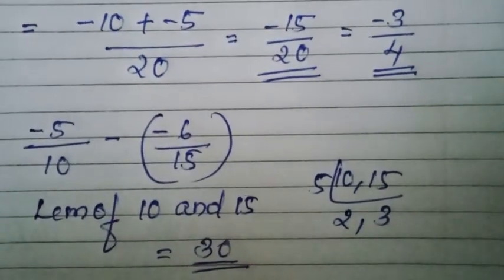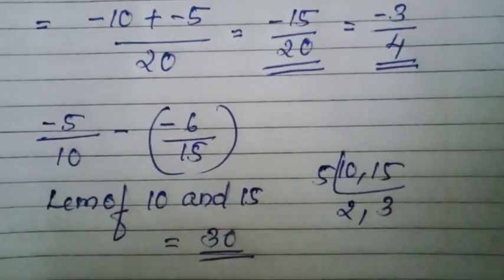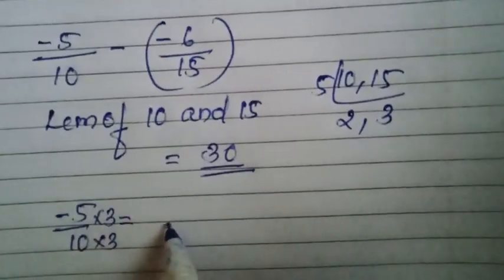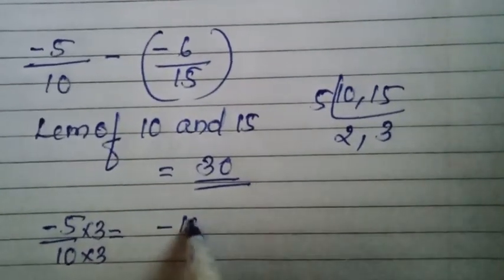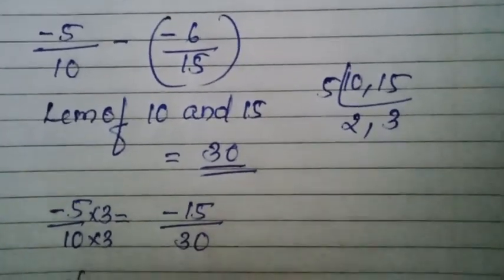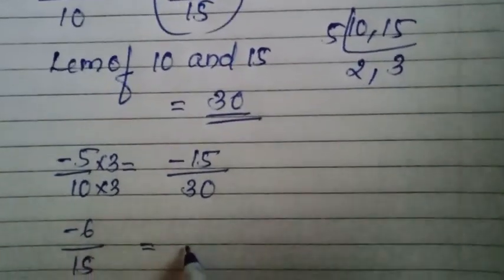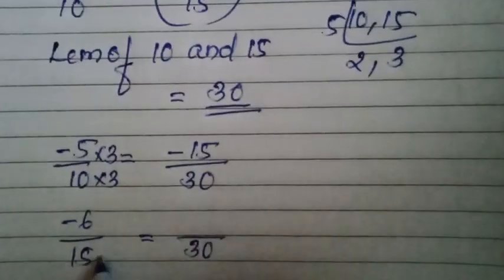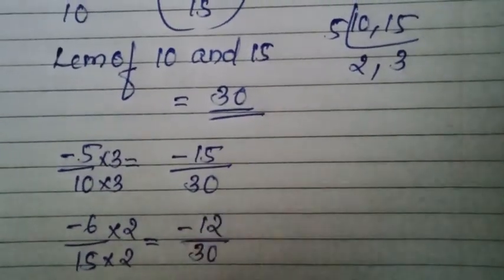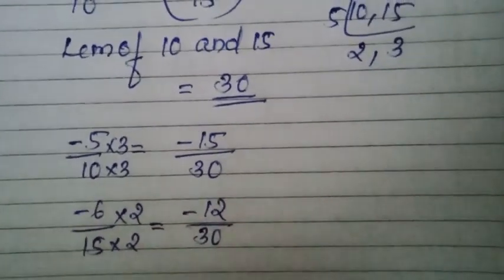So shall we convert it to LCM? Minus 5 by 10 equals, we should multiply by 3. So we will get LCM 30. Here minus 15 by 30. And next, minus 6 by 15. We will multiply by 2. Then we will get 30. Is it? So minus 12 by 30. Okay.